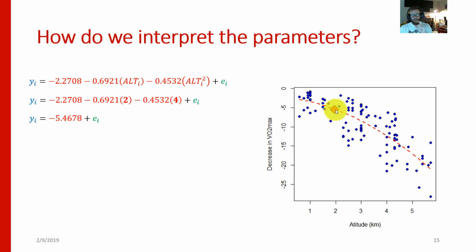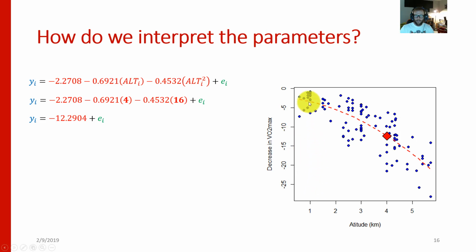Now we can go another step further, right? Let's say, what happens if we go up to 4 kilometers? Now we're going to plug in 4 for the linear effect of altitude and 16 for the squared effect, the quadratic effect of altitude. And this is ultimately going to lead to negative 12.2904, right? So you can see that lines up nicely with what we have on our prediction line here. At 4 kilometers, we're predicting a decrease of negative 12.2904.